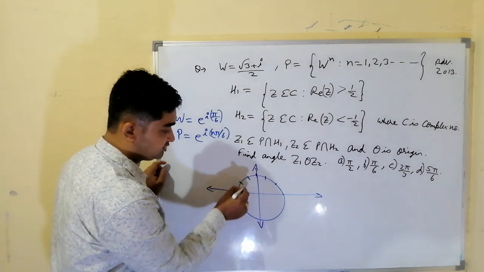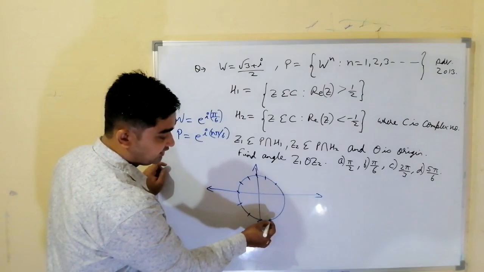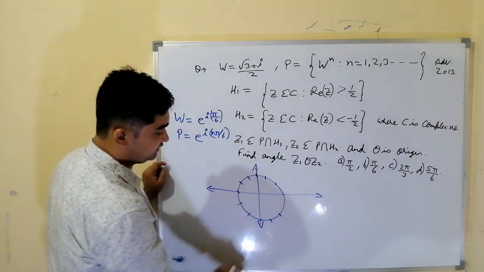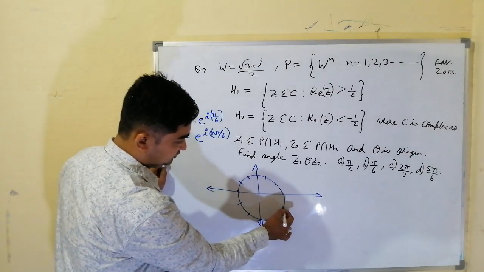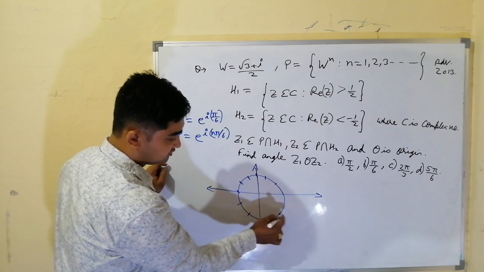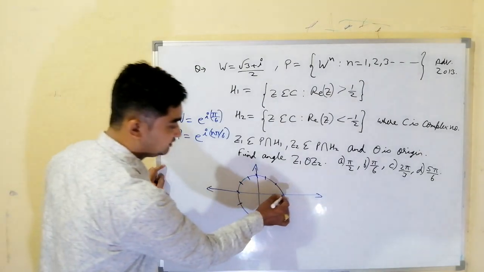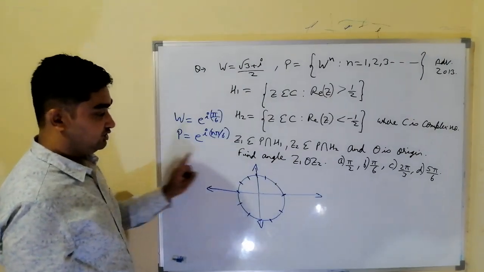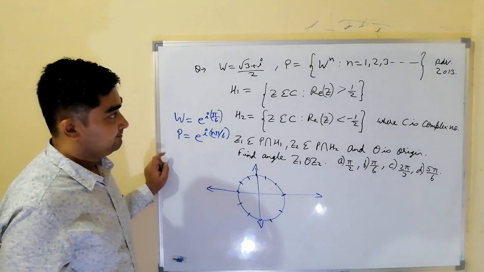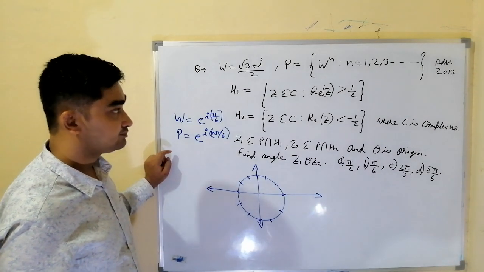Continuing n is 4, 5, 6 and so on up to 12. Each step is 30 degrees, yes or no? So there are 3 divisions in every quadrant. So these are the points P in the Argand plane, where arguments are multiples of pi by 6, right?